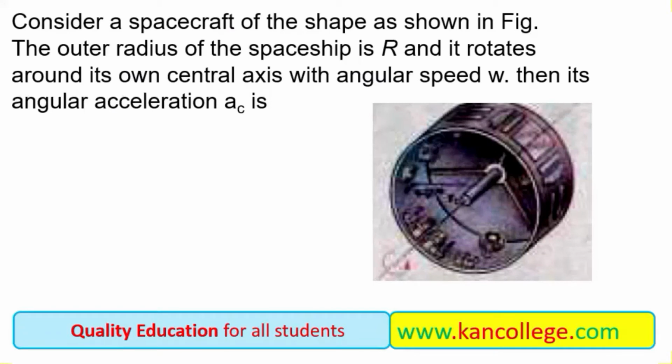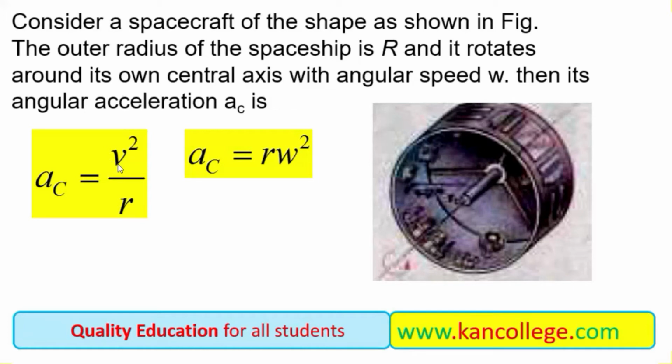Consider a spacecraft of shape as shown in figure. The outer radius of the spaceship is capital R and it rotates around its own central axis with the angular speed omega. Then its centripetal acceleration AC is given by the formula v square over r, where v is the linear speed of rotation. This is the general formula for getting the centripetal acceleration. It is proved in the previous lecture.